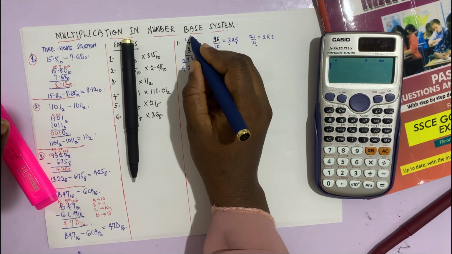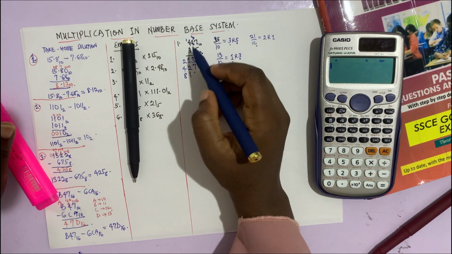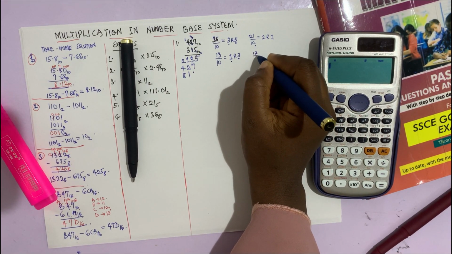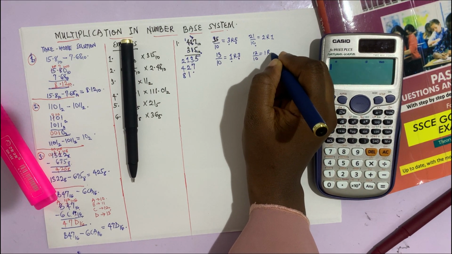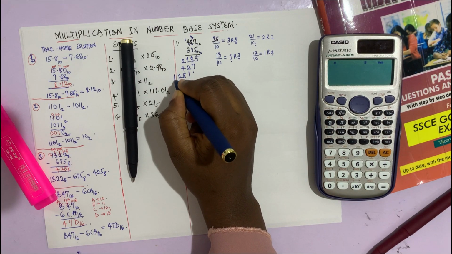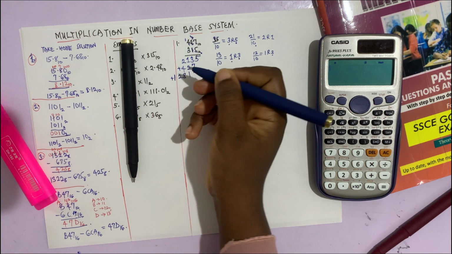3 times 2 is 6. 6 plus 2 is 8. We write 8. 3 times 4 is 12. And that is 1 remainder 2. So we write the remainder 2 and we carry the 1. Since there is nothing else, we leave it. So we then add all of this together.